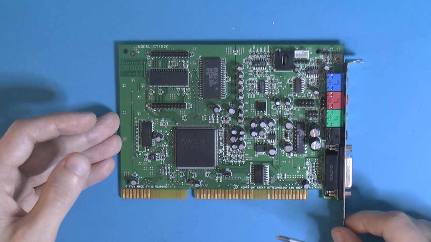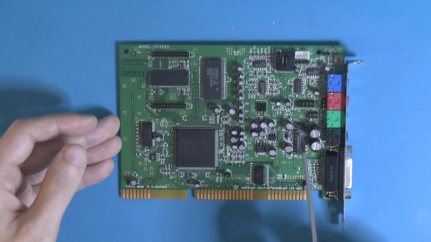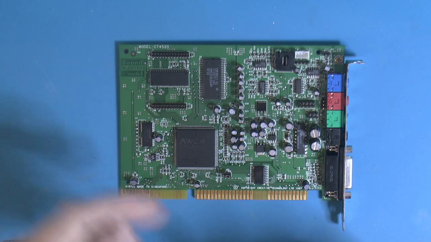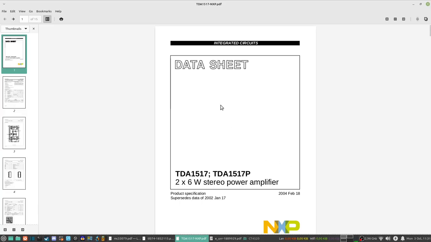So let's have a look at what's on this card and what things do, as far as I can tell, the very basics. Like I said, I've basically just been looking at the card and figured this must be the amp here. So we can bring up the data sheet for that. I've got that on the screen. This is the data sheet for the amplifier, and it's a TDA1517. It's a 2x6 watt stereo amplifier.